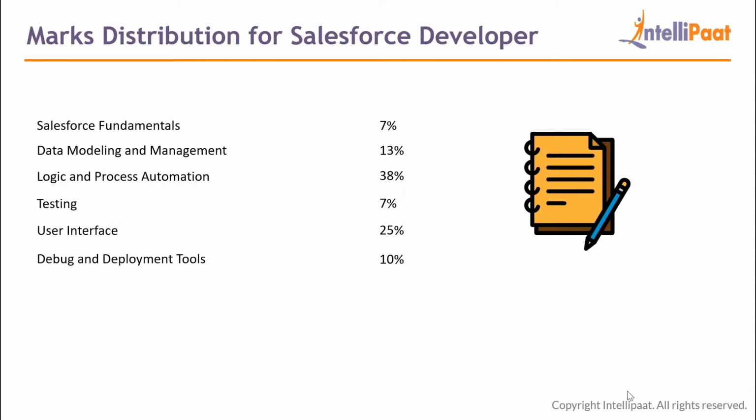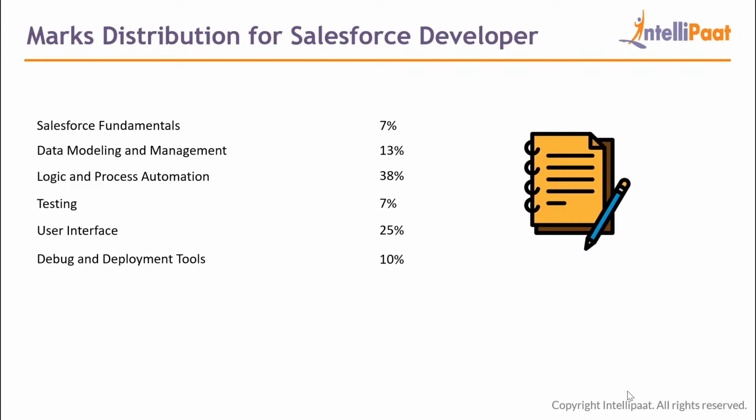So first we'll start with the marks distribution for the Salesforce developer certification exam. Here is the list of the various topics that are included in the certification exam. Starting off with Salesforce fundamentals, it consists of 7% of weightage. Then comes data modeling and management, which consists of 13%. And after that comes logic and process automation, which has the highest weightage of 38%.